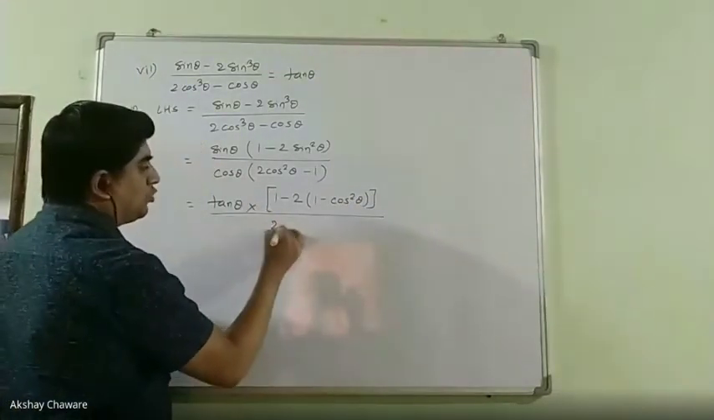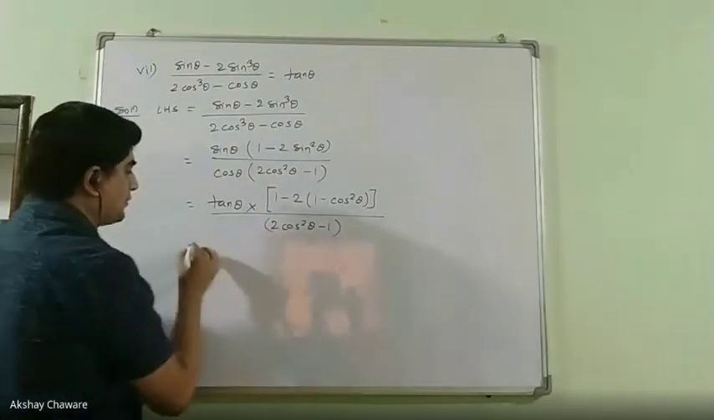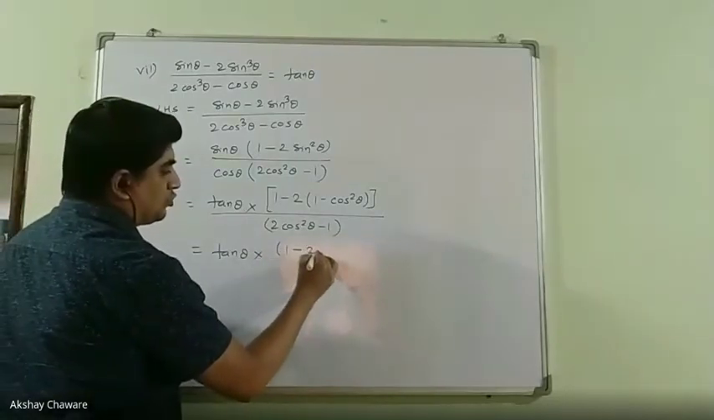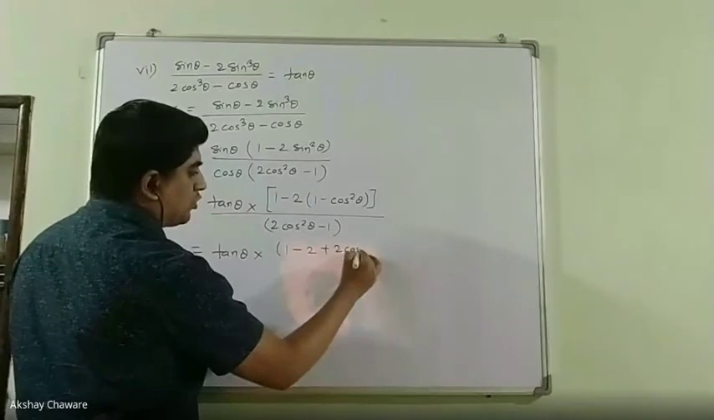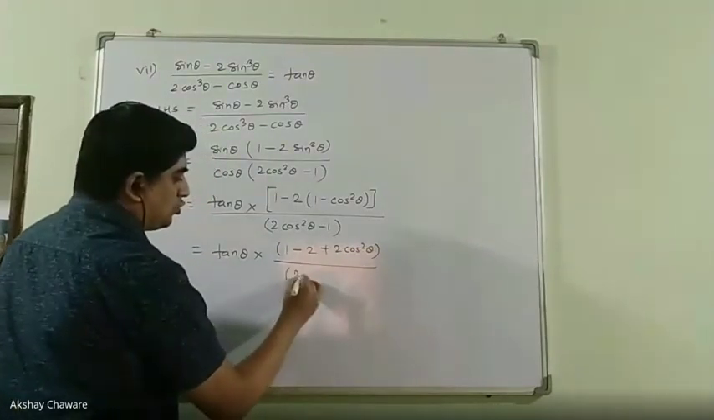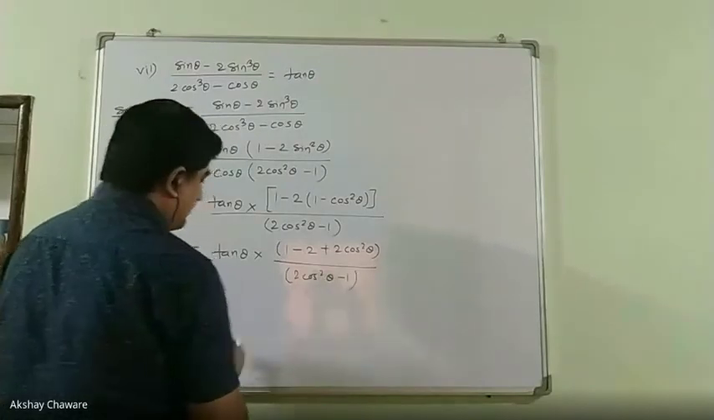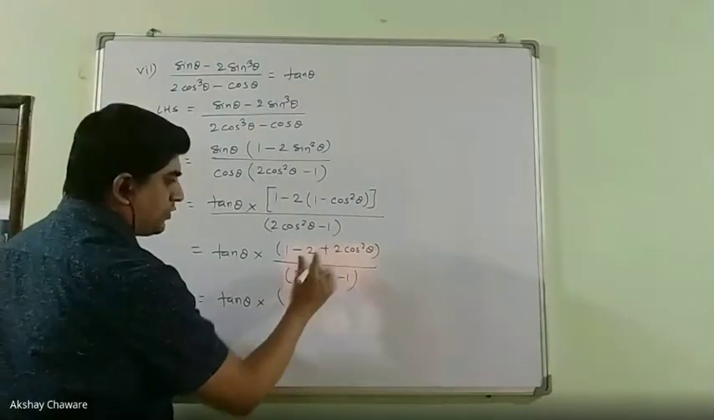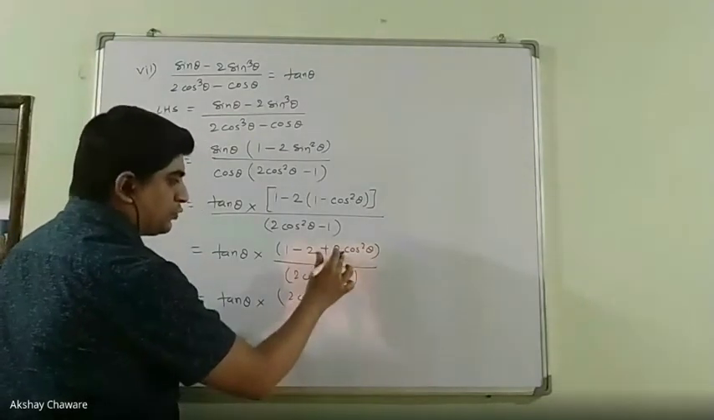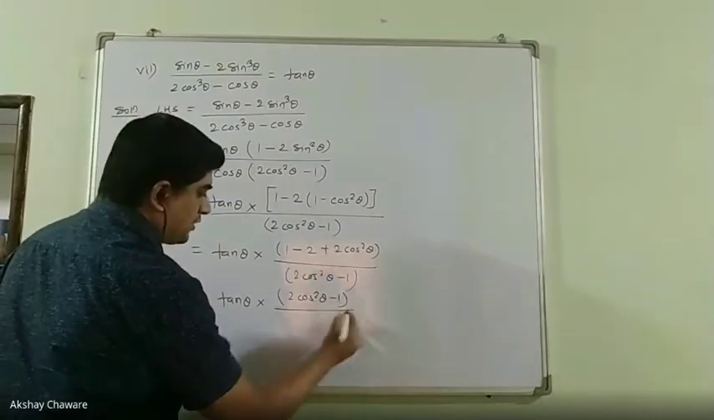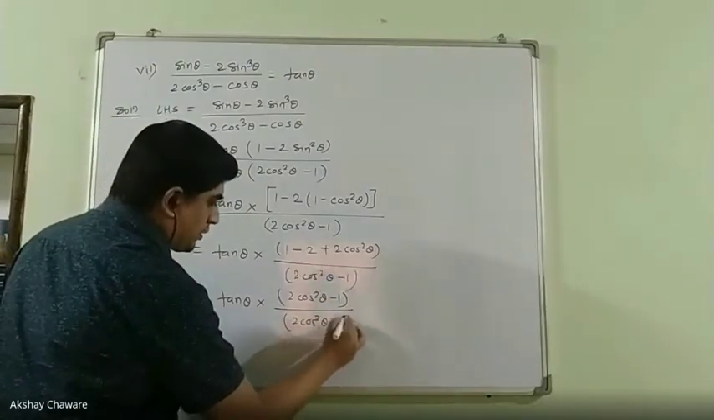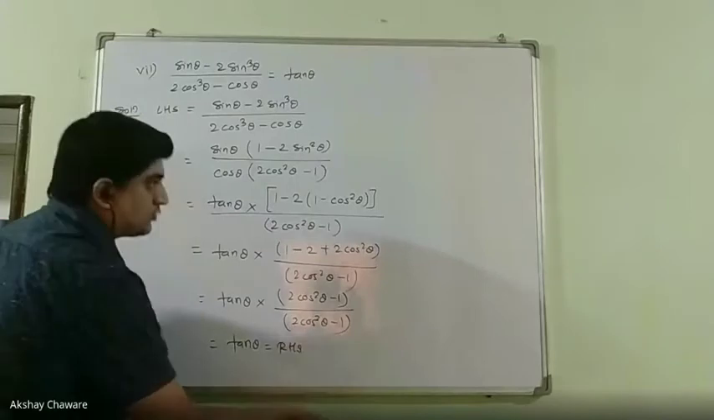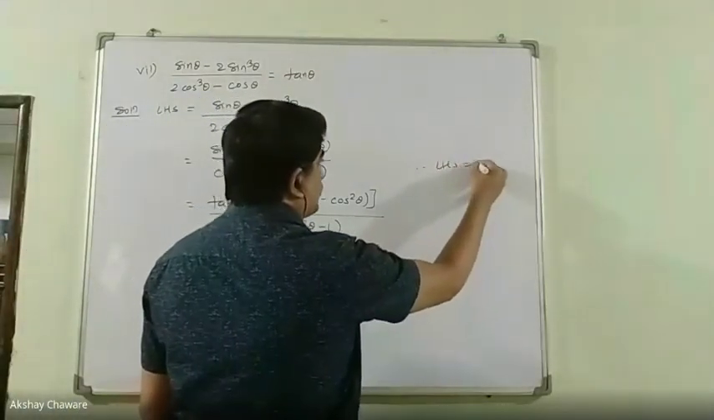Completely divided by 2 cos square theta minus 1, and that is nothing but tan theta multiplied by 1 minus 2 plus 2 cos square theta, upon 2 cos square theta minus 1. Next, that is nothing but tan theta multiplied by the first bracket, which is 2 cos square theta, positive. 1 minus 2 is minus 1, so minus 1 upon 2 cos square theta minus 1. Then it cancels, so the answer will be tan theta, and that is nothing but your RHS. So here you can write LHS is equal to RHS.